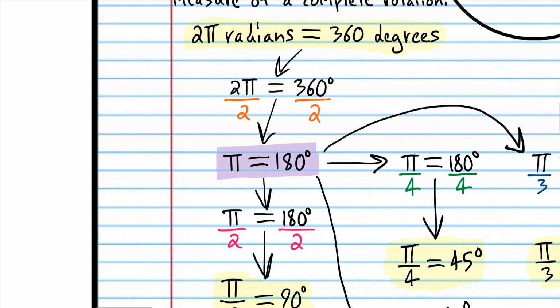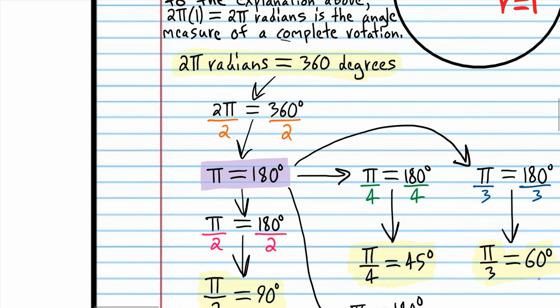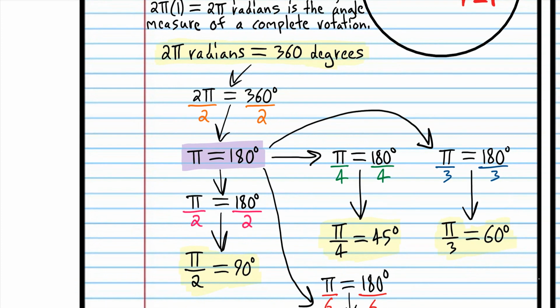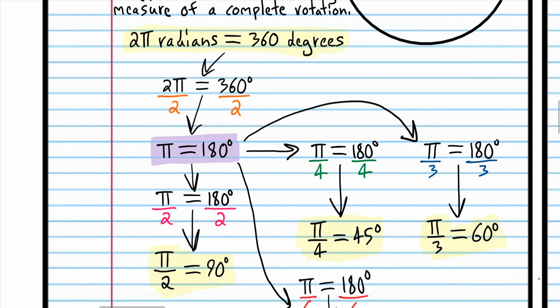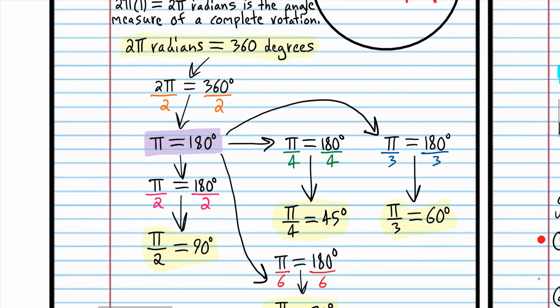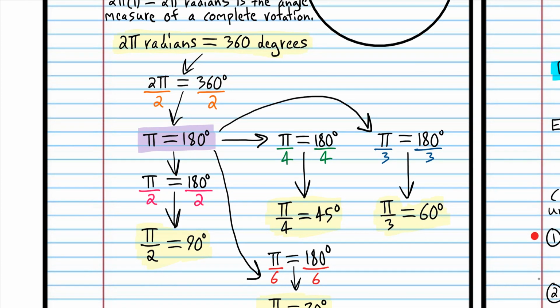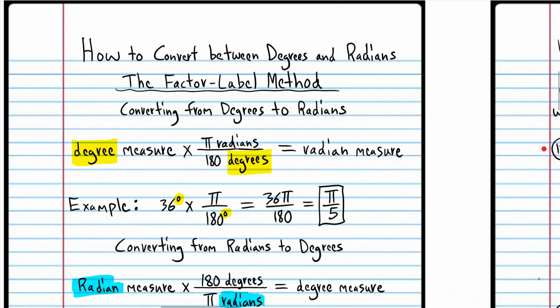Pi over 180 is the simplest conversion factor that we could use. We could use 2 pi over 360, or we could use pi over 4 and 45 degrees. We could use any relation we want. We would get the same answer, but pi is equal to 180 degrees. That's the simplest conversion factor that we're going to use.